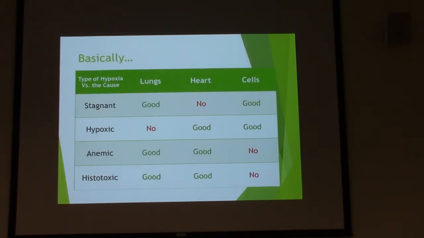When you talk about stagnant, the lungs are working like they should, but the heart isn't. It's not doing what it's supposed to do, so it can't circulate the blood. So that's mostly a perfusion issue. Cells are real good. They're functioning like they should.